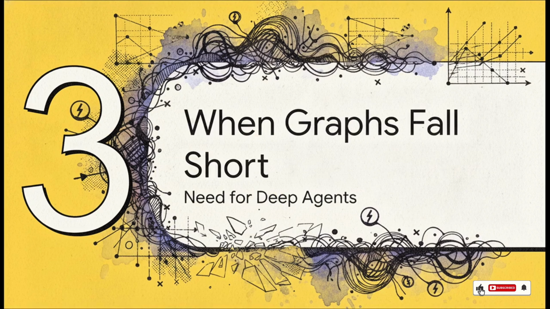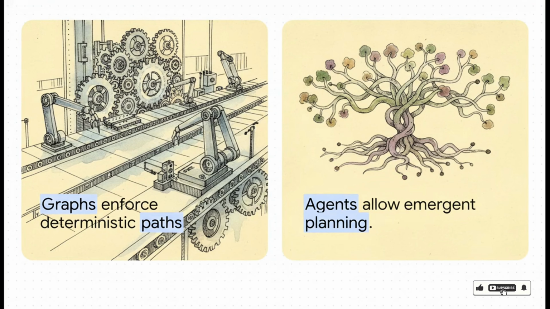But they aren't a silver bullet. Let's look at section 3, when graphs fall short. It really helps to think of graph engineering like a factory assembly line. It is absolutely perfect for predictable structure, where every single task follows a strict repeating order. But some tasks are highly agentic by their very nature, right? They're more like an open field. Forcing those tasks onto an assembly line is a huge mistake. Take generic deep research, for instance.